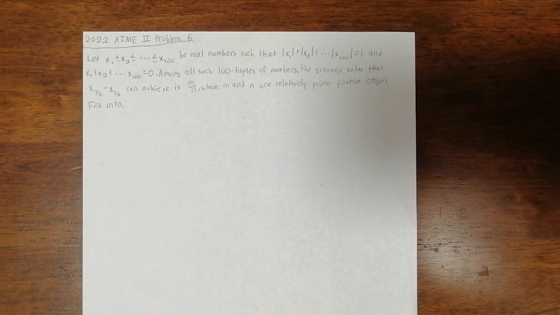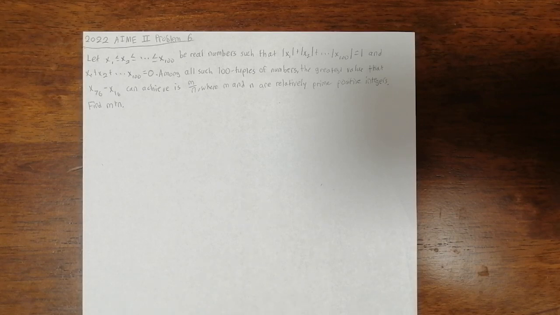So first, let's just try to make sense of this problem. We're given a sequence of 100 terms. They all sum to 0, but when we take the absolute value of each term, they sum to 1. And this implies that some of these terms are negative, because when you take the absolute value of a negative number, you'll get a positive number, and that will increase the sum.